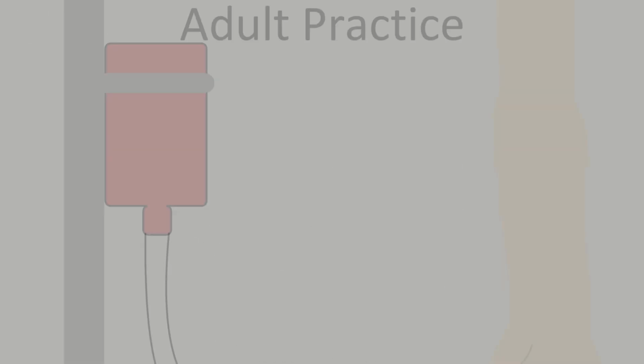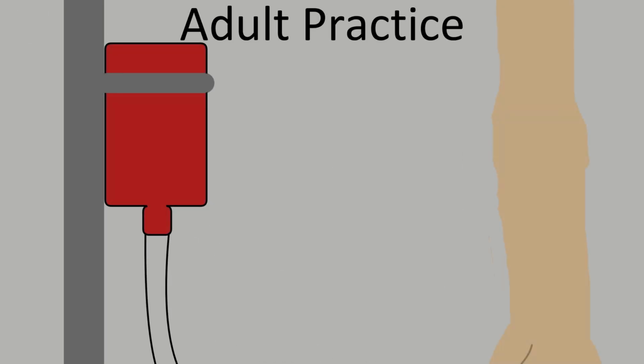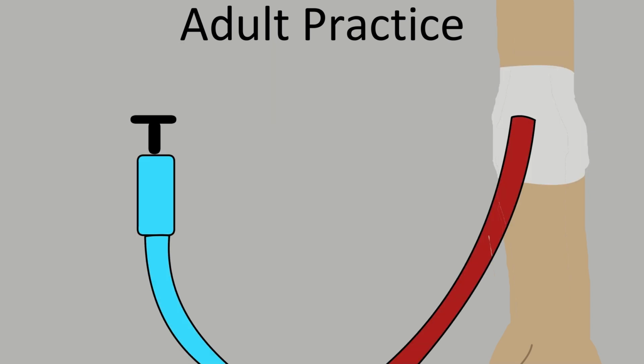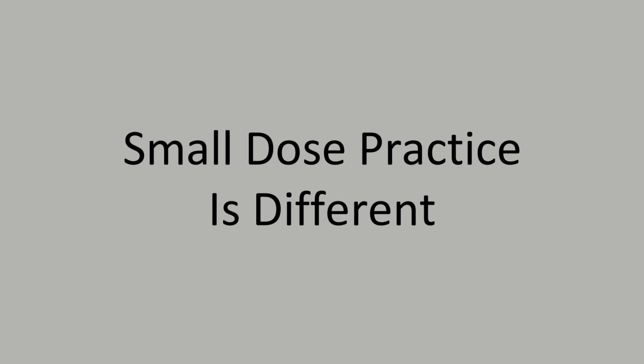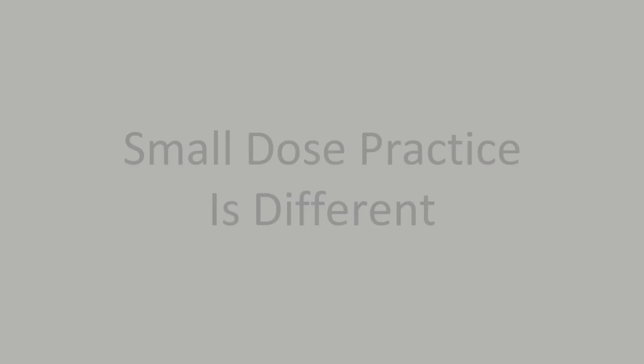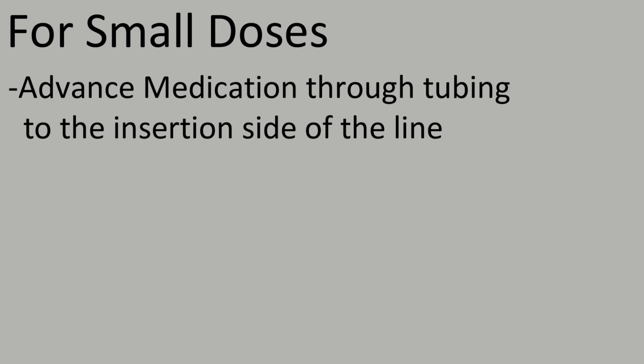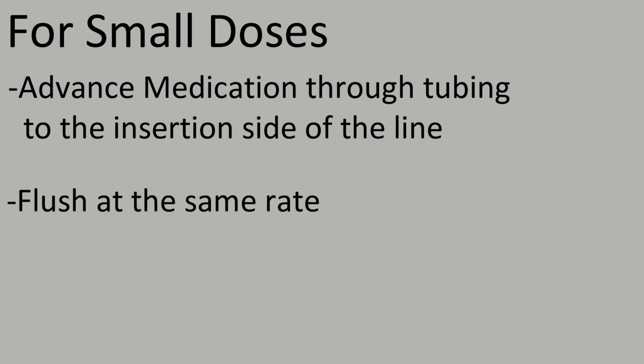The adult and larger patient practice is to hook up the medication, allow it to run, then remove the tubing and flush. In order to give the full dose over a prescribed time, we follow a different practice for small doses at this hospital. In order to give small doses appropriately, a medication needs to be advanced through the tubing to the insertion site of the line and then flushed at the same rate.